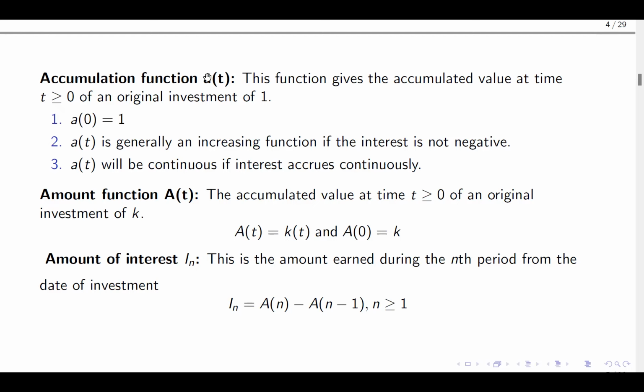I mentioned initially that we are considering investing amounts of 1, but usually we don't invest just 1 cedi or $1. We invest amounts more than that. So we'll use the variable k to represent the amounts that we are investing, okay? So the amount function A(k) is equal to k. Sorry, let me properly write this. It's not well written over here.